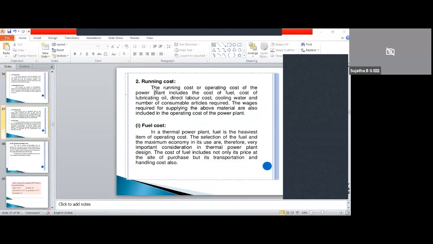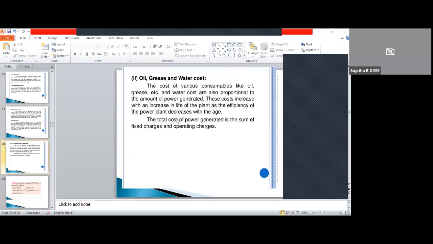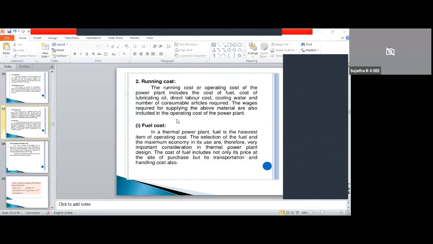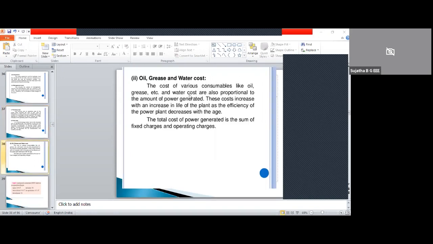Okay, next, the second one is running cost. Running charges is nothing but operating charges. So under this you will have fuel cost, then oil, grease and water cost. Write down. Okay, so after fuel cost, oil, grease and water cost. So these are all required when you are operating or when you are running the power plant. So it is running charges. So finally, total cost of power generated is the sum of fixed charge and operating charge.